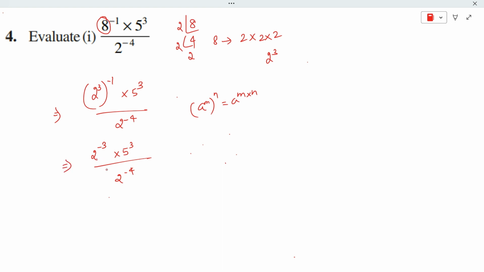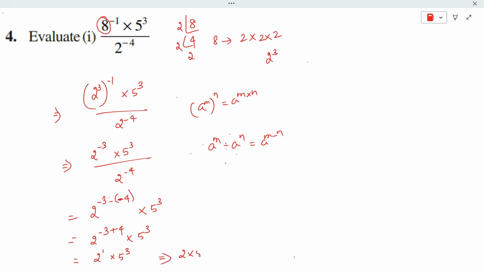Now you can see the base is same, the powers are different. So you know when the base is same and the powers are different, you can subtract the powers when it is in division. So I'm going to subtract the powers. Minus 3 minus of minus 4. Minus 4 is a negative integer, so be careful. Okay, enclose it in the bracket, into 5 cube. So which gives me 2 power minus 3 plus 4 into 5 cube. So which is 2 power 1 into 5 cube. So what is 5 cube? That is 5 into 5 into 5. When I multiply all this, I will get the answer as 250.